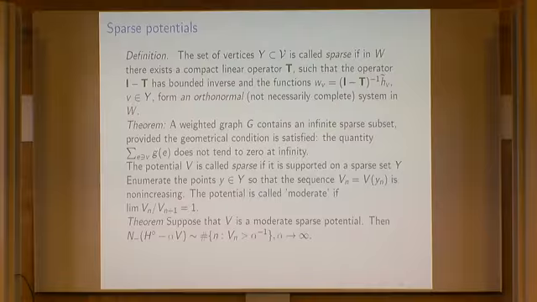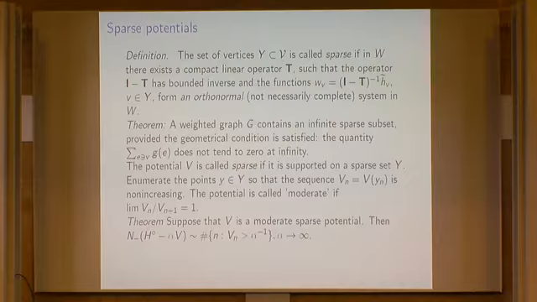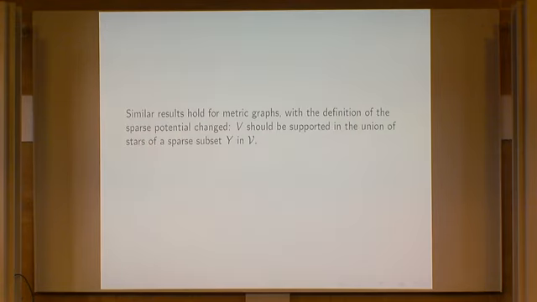So whatever order we like, we can make it. This is a very strong difference compared with fast decaying potentials, which do not feel where the potential lives, and do not feel how fast it goes to infinity. So the results about sparse potentials hold for metric graphs as well.